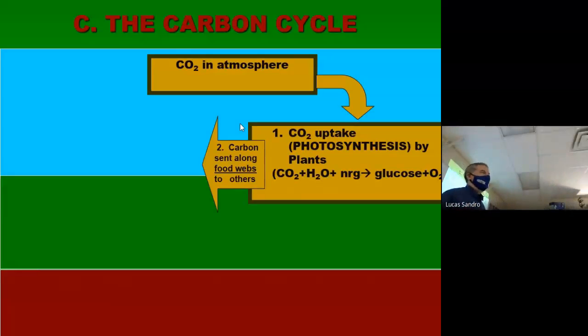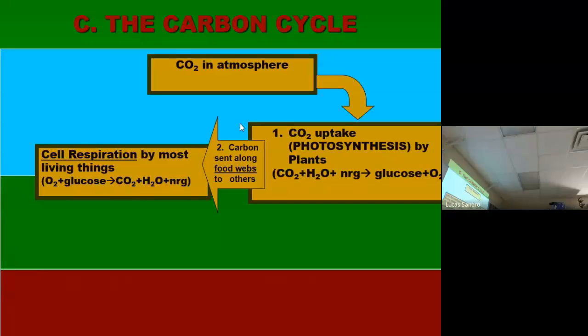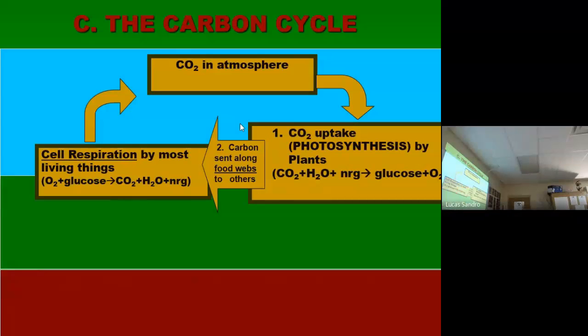Then everybody else gets their carbon from the food webs that plants are the base of. And everybody else, including plants, uses the sugars for energy, right? And that process is kind of the reverse of photosynthesis. It's called cell respiration. And you'll notice its equation is almost exactly the reverse of the photosynthesis equation.